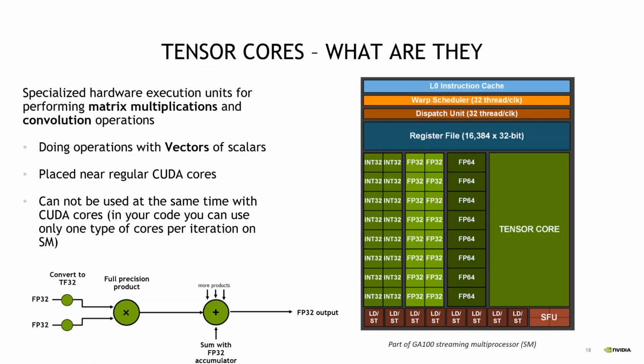TensorCores version 2 takes as input FP32 vectors, converts them into TensorFloat32 values, and does multiplications of rows and columns, and the result of multiplications will be stored in FP32. So they act as regular tensor cores. They operate on vectors but with more bits in them.